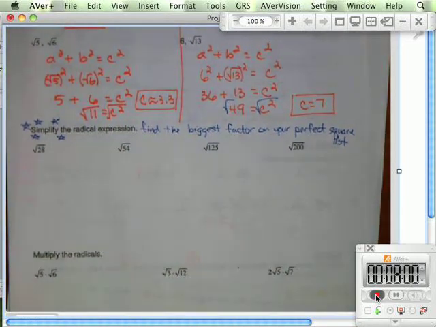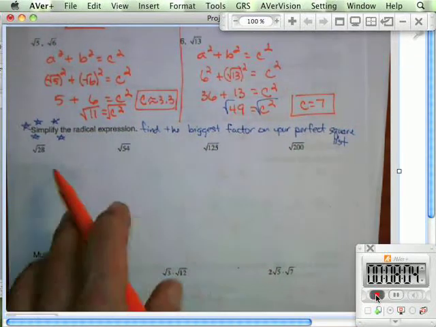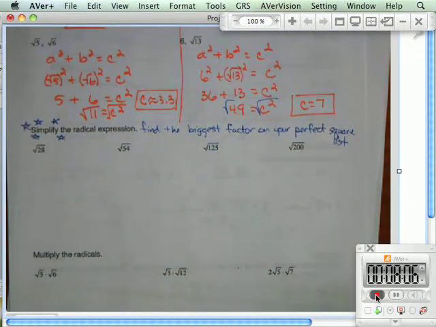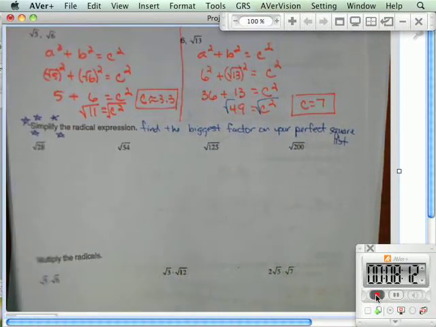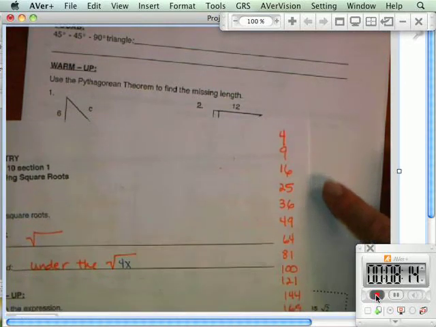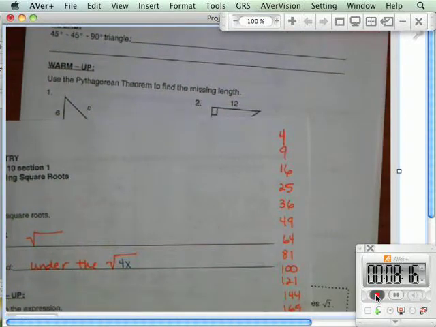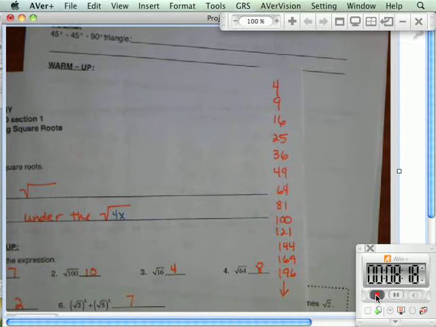So to start out, we have the square root of 28. You do not go to your calculator. Well, you might have to figure it out, but does anybody know the biggest thing that 28 can be divided by that is on this list? It's 4.